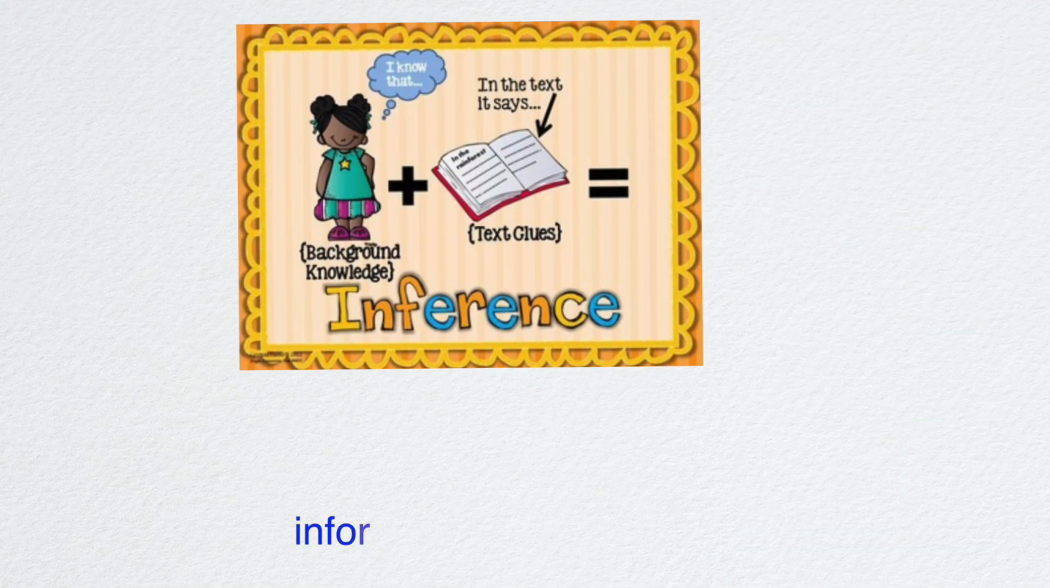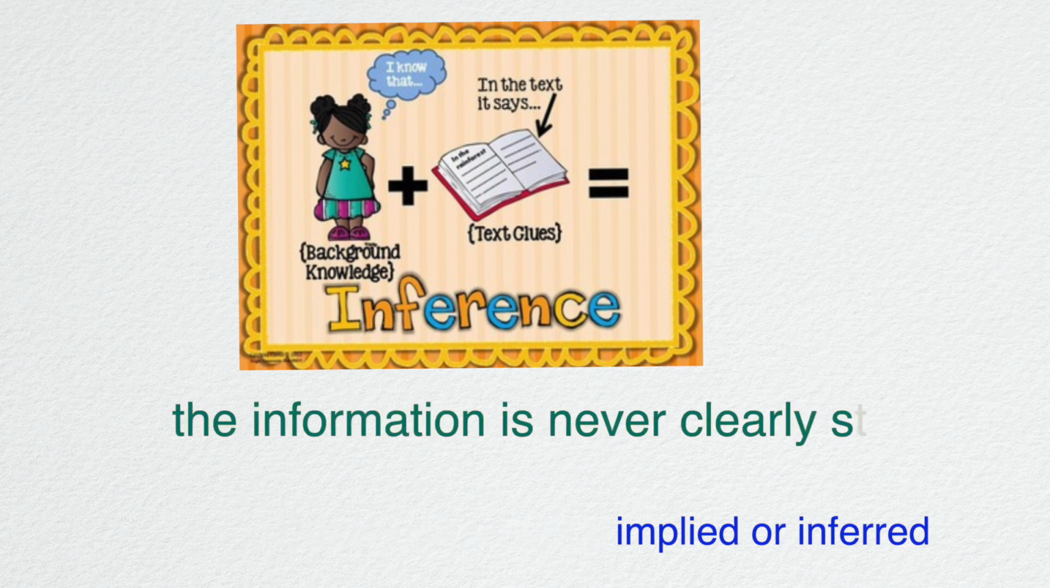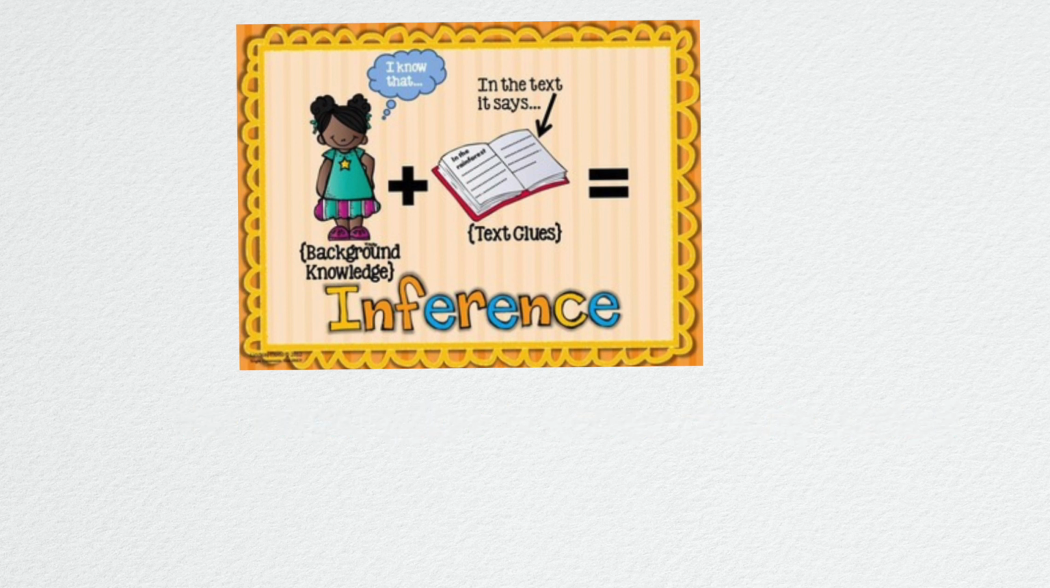Drawing conclusions refers to information that is implied or inferred. This means that the information is never clearly stated. Understanding this hidden or implied information in a text requires critical reading as well as a good knowledge of vocabulary. To draw your conclusions, you need to pay attention to the writer's choice of words and phrases.